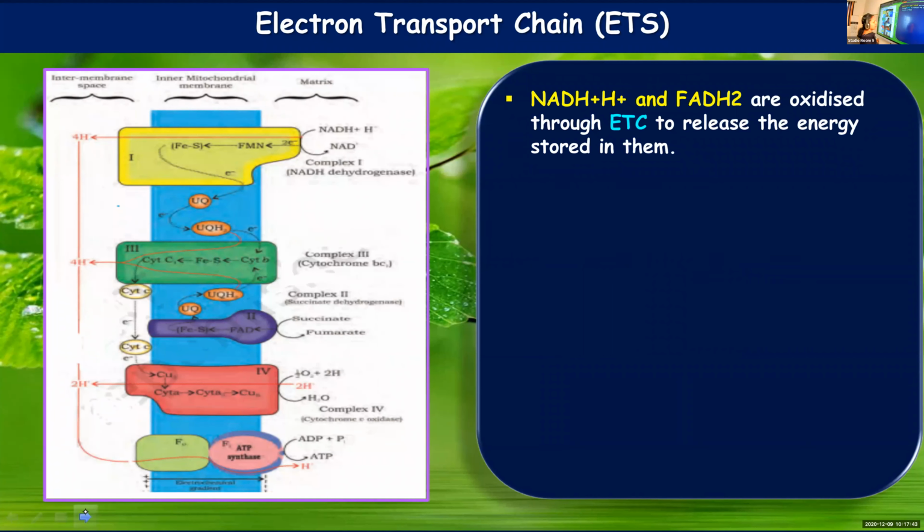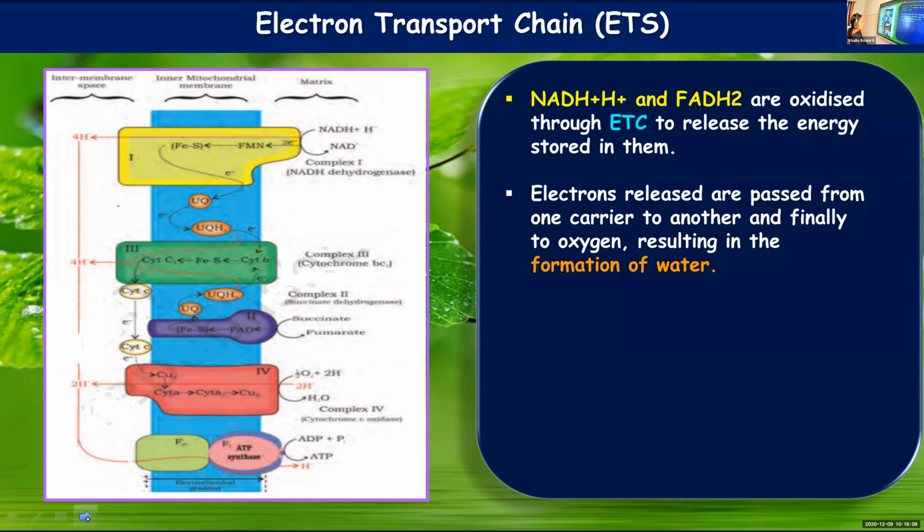NADH plus H plus and FADH2 are oxidized because their electrons will be transferred. Their hydrogen ions will be removed along with the electrons and they get oxidized. NADH becomes NAD, FADH2 becomes FAD. They get oxidized as they pass through the electron transport chain to release the energy stored in them. Electrons released are passed from one carrier to another, and towards the end, these electrons will reach oxygen, resulting in the formation of water.